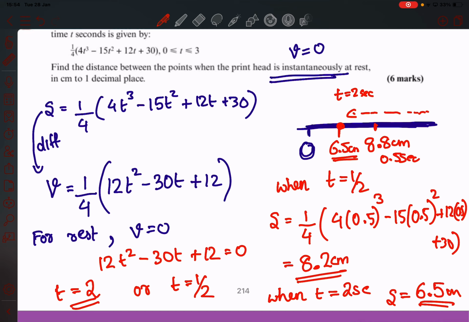So I want to figure out the distance between these 2 points. If I want to find the distance between these 2 points, that will be 8.8 take away 6.5, which should be 2.3. But I know you're clever, you can all do this in your head, but please write 8.8 take away 6.5. That counts as a method mark. It's 8.2, my bad. So that's 8.2, take away 6.5, which is 1.7.